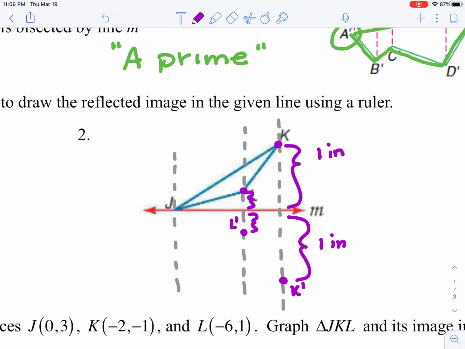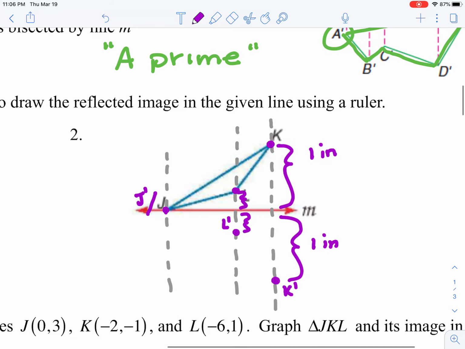Point J is the easiest of the 3 points. It is 0 inches away from the line of reflection. It sits on the line of reflection. So when I flip it over, it's still going to be 0 inches away. So J actually does not move. To show that, we typically just mark this with a little slash and the name J prime.